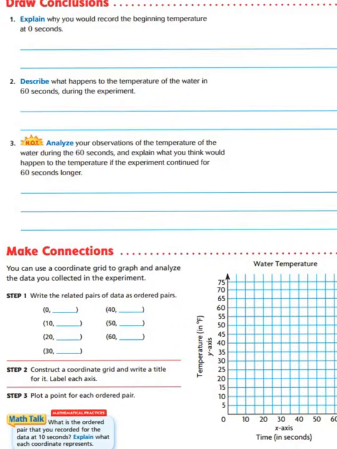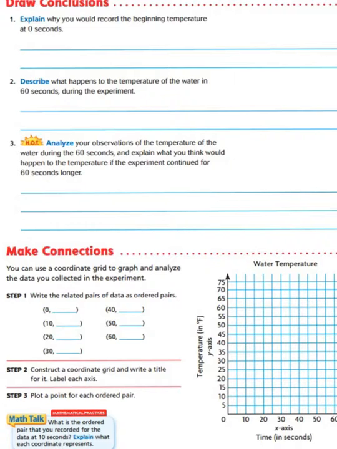All right, let's take a look at our Make Connections section. It says you can use a coordinate grid to graph and analyze data you collected in the experiment. So step 1 would be to write the related pairs of data as ordered pairs. Now these are also going to be basically different responses based upon what you received during your data collection within the experiment. So you would write the related pairs of data as ordered pairs. So it would be 0 and whatever we have.